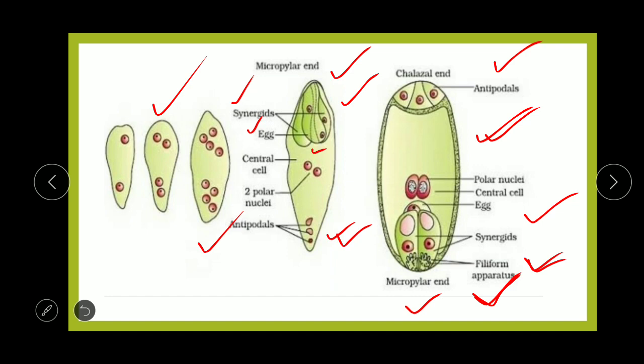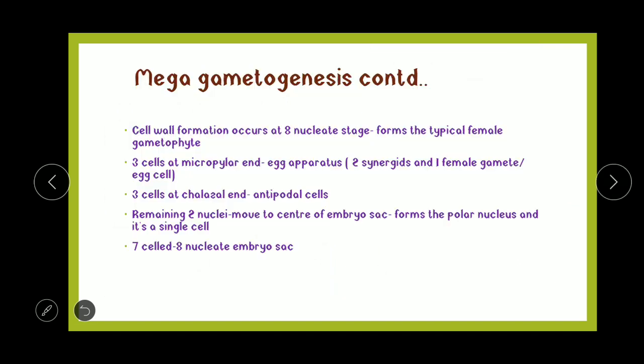So this is a 7-celled, 8 nucleate structure. What are the 7 cells? 2 synergids, 1 egg cell, 1 central cell and 3 antipodal cells, and they have 8 nuclei: 3 antipodal nuclei, 2 polar nuclei, 2 nuclei in the synergids and 1 nucleus in the egg cell. So this is called a 7-celled 8 nucleate structure, and this is very, very important from your exam point of view.